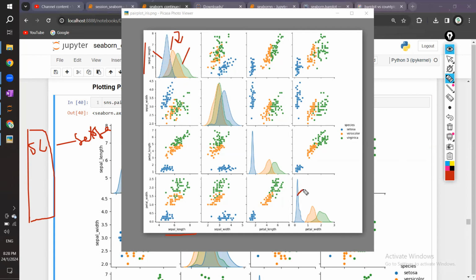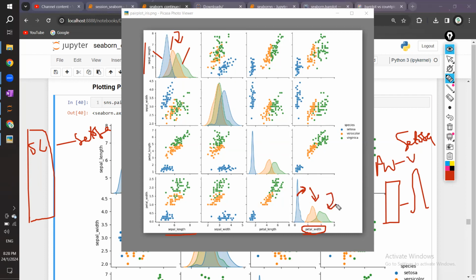Here this blue is the histogram of petal width, only petal width for setosa. So when you filter the output on setosa and consider only the petal width column, it will have certain values, and if you take the histogram of that, this blue color is that. Similarly for versicolor and virginica. So apart from this diagonal, everything will be a scatter plot.